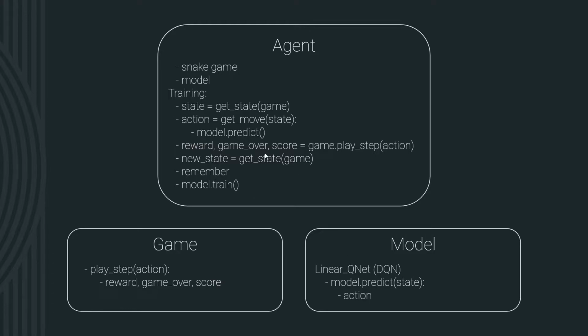Then we have the model class. It has these functions: the predict function and the train function. A model right now is just going to be a linear QNet, which is used for just normal reinforcement learning. It's pretty simple. It's just going to be one input layer, one output layer, and one hidden layer. I'll get into exactly how the structure of the model is going to look, but for now, we just know that we have a model predict, which takes in a state, and then it returns an action.